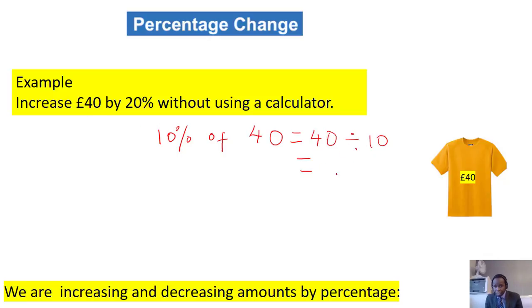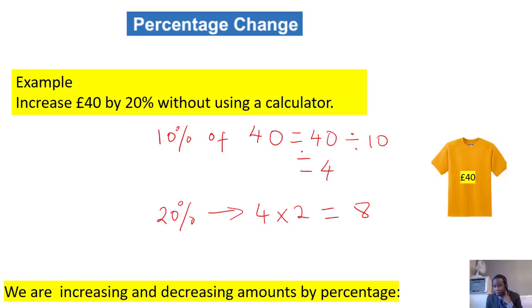Now, 40 divided by 10 is 4, because there are 4 tens in 40. So the answer is 4 there. But with this one, we've been asked to find 20%, so I will then need to find 20%. Now, if 10% is 4, then 20% of 40 is going to be 4 times 2. You're going to double that, because 20 is double 10.